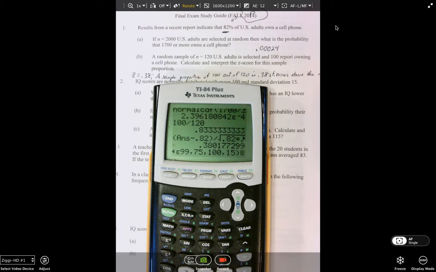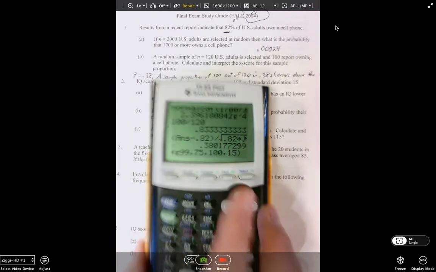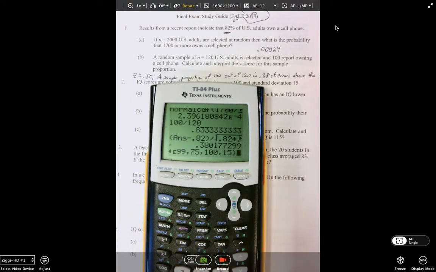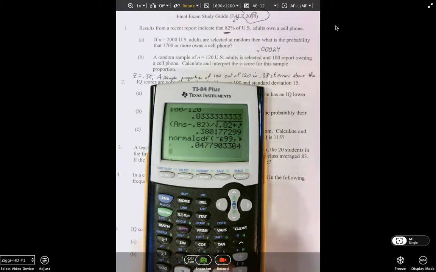Notice we don't have to worry about the standard error here because we're taking the probability for one randomly selected person. Okay. So gang, the probability would be 0.0478.